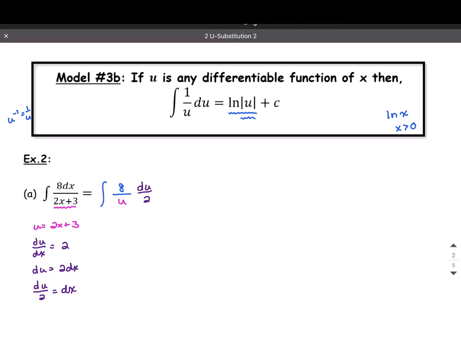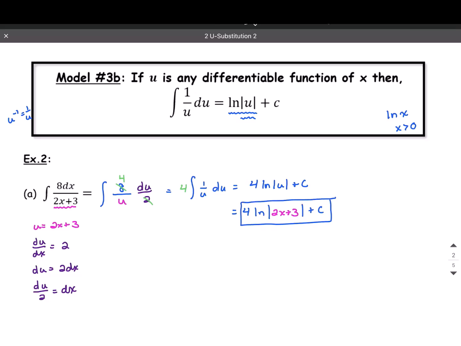Now we can simplify this 8 and this 2. 2 goes into 8 4 times. And 4 is a constant, so that can factor outside of our integral. So we have 4 times the integral, and what's left is 1 over u du. So that's 4 times the antiderivative of 1 over u is the natural log of the absolute value of u plus c. So this is 4 times the natural log of the absolute value, but my u is 2x plus 3 plus c. And there's the answer to that integral we have evaluated.